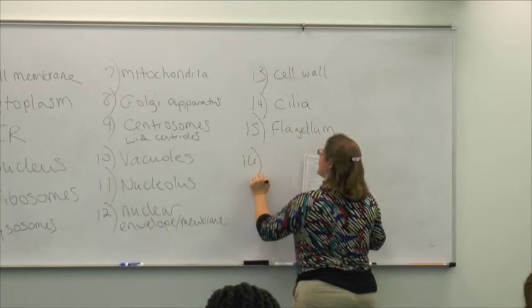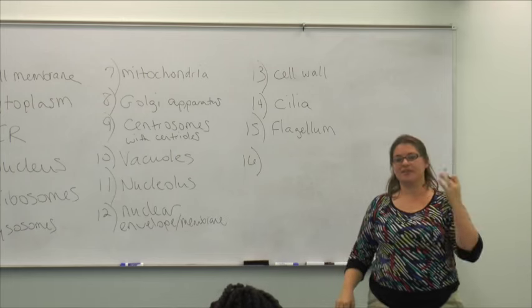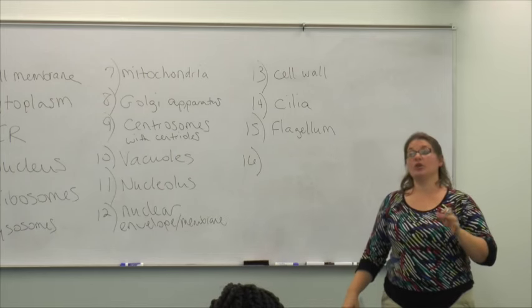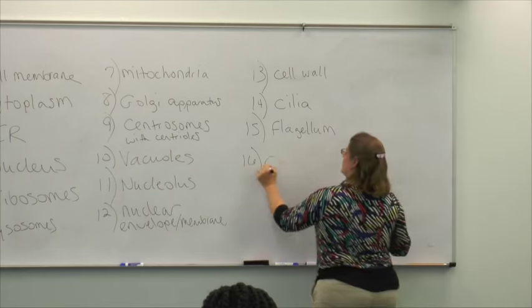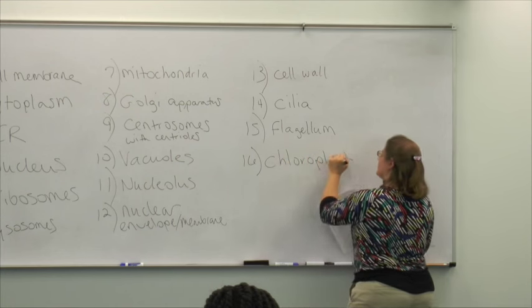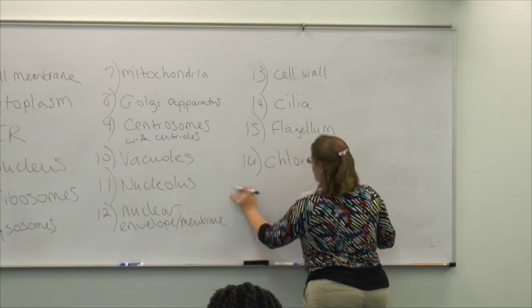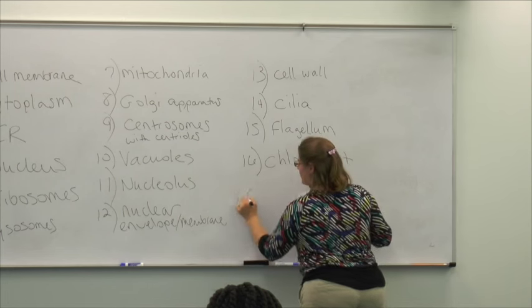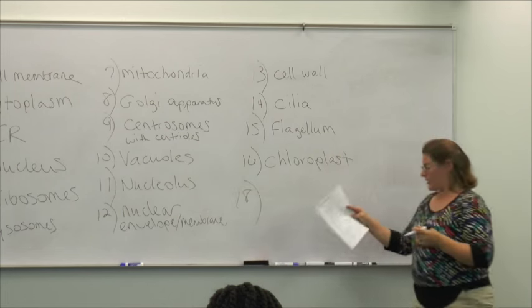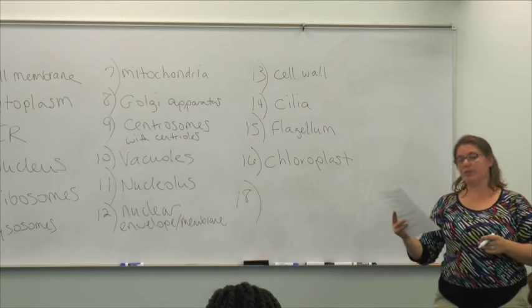Number 16, the site of photosynthesis. What is the energy converting organelle in a plant that does photosynthesis? The chloroplast. Good. And number 17, we are omitting for right now. You will learn about it once we get to chapter 8, but no need for that right now. Number 18, rod-shaped bodies that carry genetic information.